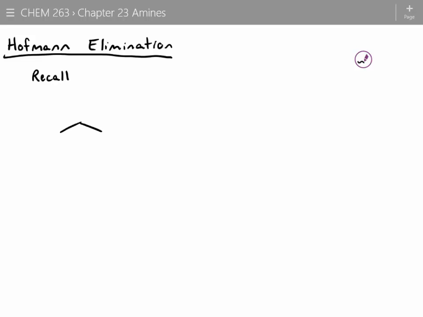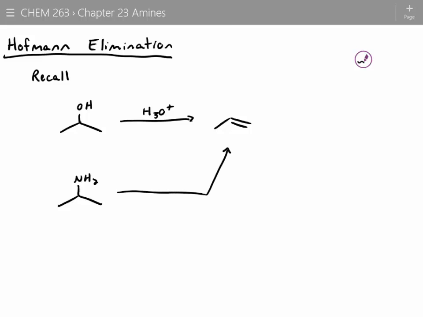In first term, we said if we have an alcohol and we treat this with strong acid, we can dehydrate it, right? And we can get to our alkene. So the question is, amines are pretty similar to alcohols. Can we do the same sort of reaction? So let's say we've got an amine that looks like this. Is it possible to do this reaction?